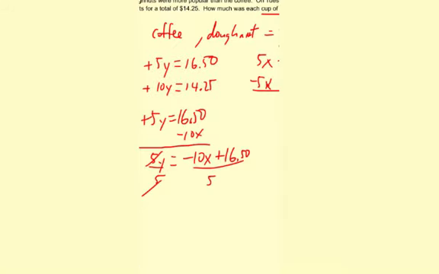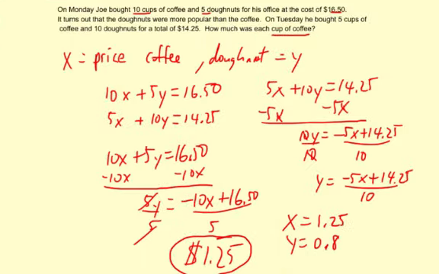Okay, so our solutions are X equals 1.25, Y equals 0.8. So which of these is the coffee price? X is the price of coffee. So X is 1.25, so I can say the answer to the question for the price of coffee is $1.25. So that's how to write equations from a word problem and how to use a calculator to solve the system. That's the big picture.